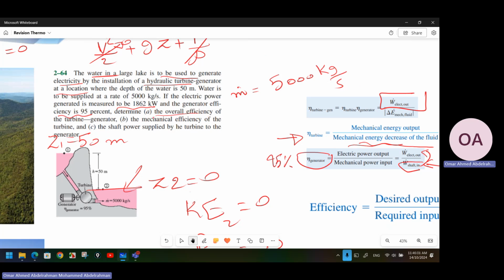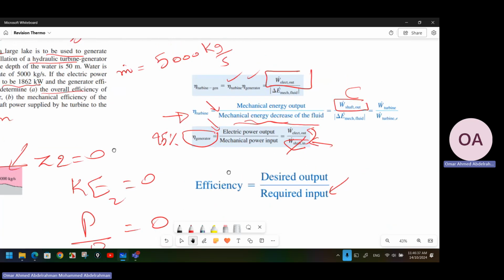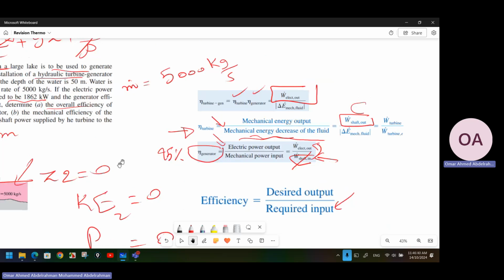The meaning of the overall efficiency is multiplying the efficiency of the turbine by the efficiency of the generator. So it will result at the end in W dot electrical out, which is the last thing that I will produce. And the first thing that I consumed is the mechanical energy decrease due to the turbine. If you multiply the two equations, you are canceling work shaft in by work shaft out, because work shaft in to the generator is the same as work shaft out from the turbine.